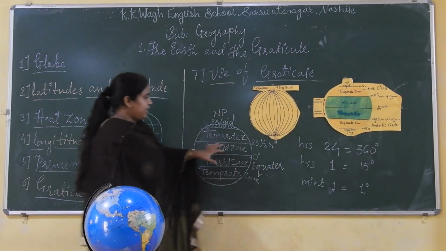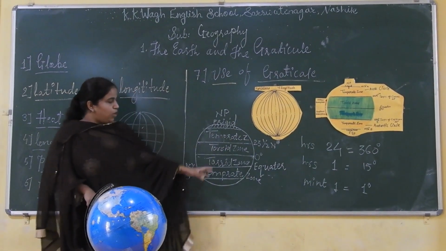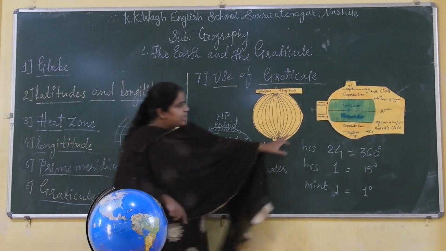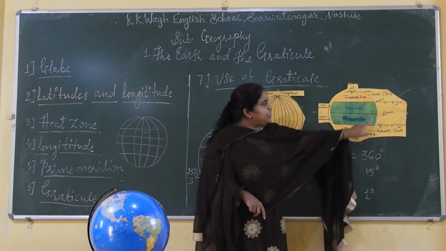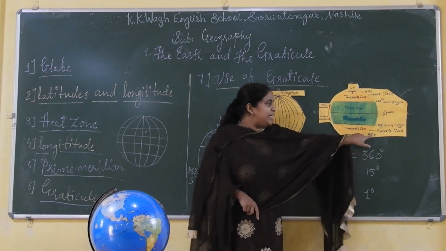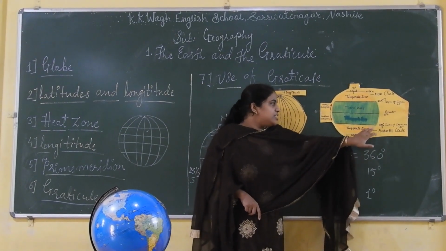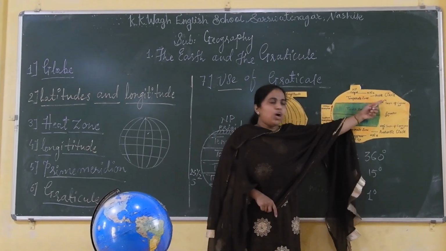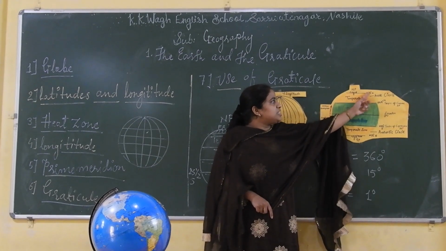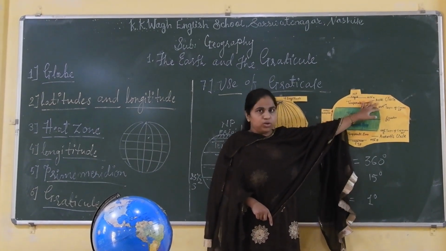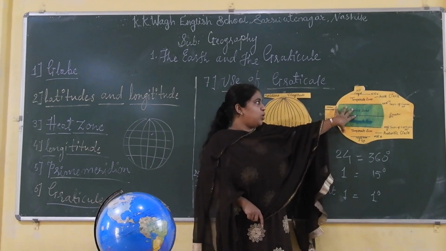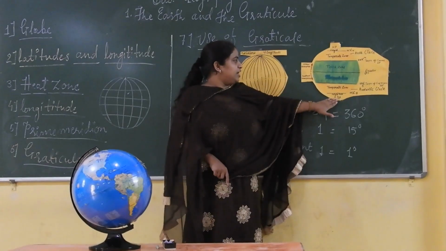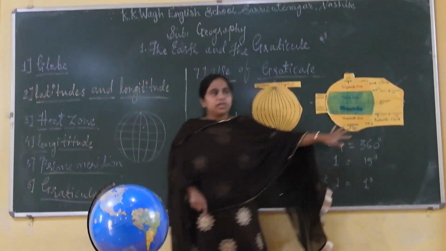After that there is one more important latitude zone, which is from 23 and a half degrees to 66 and a half degrees in south, and the same here, 23 and a half degrees in north to 66 and a half degrees in north. This zone is called the temperate zone, and we also call this the Arctic Circle, and here the Antarctic Circle.